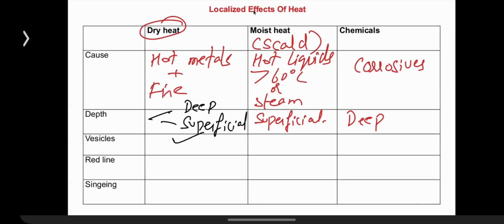Vesicles are present in dry heat. Maximum vesicles are present in moist heat, but vesicles are absent in chemical burns because the vesicles are present in the dermoepidermal layer, which is completely destroyed in chemical burns. Red line is the zone of inflammation. It is present in dry heat and moist heat, but absent in chemical burns, again for the same reason that the skin is completely destroyed. Singeing, burning of hair, is of course seen in dry heat.